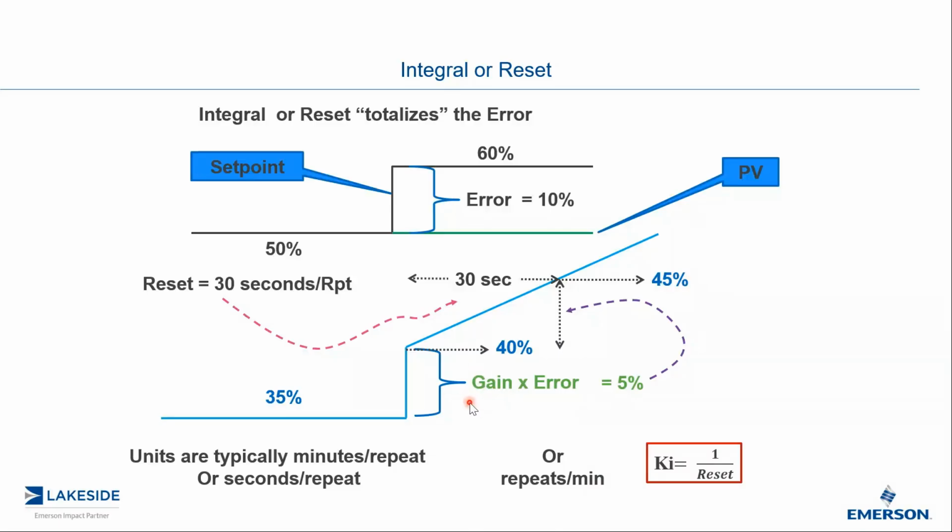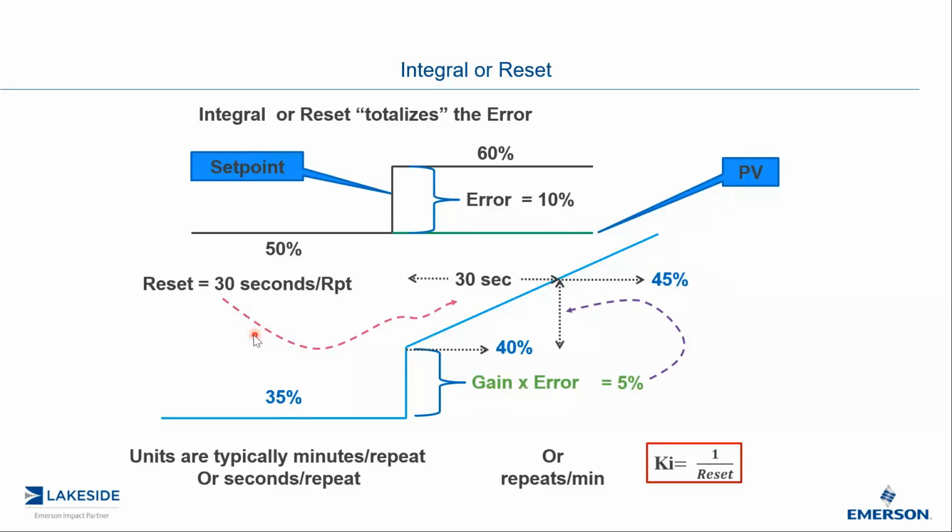The key here is that it will eventually repeat the proportional action after the integral time, hence the term seconds per repeat. So after 30 seconds, it will have reached 45%. And as the error is still at 10%, after another 30 seconds, it will be at 50%, and so on and so on.